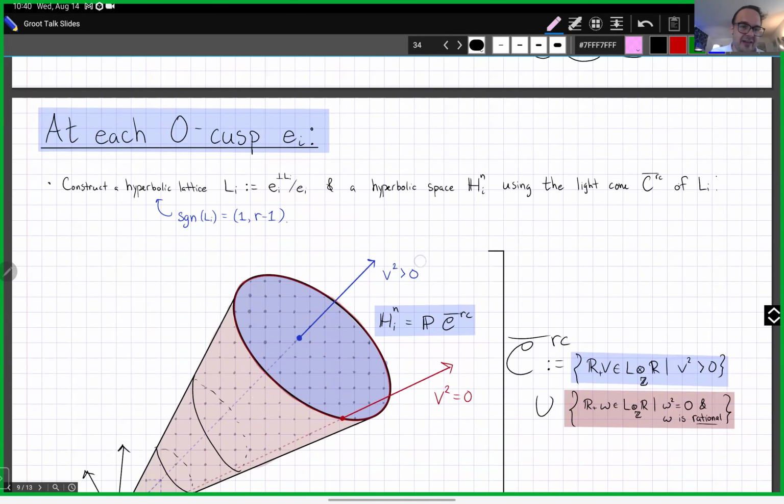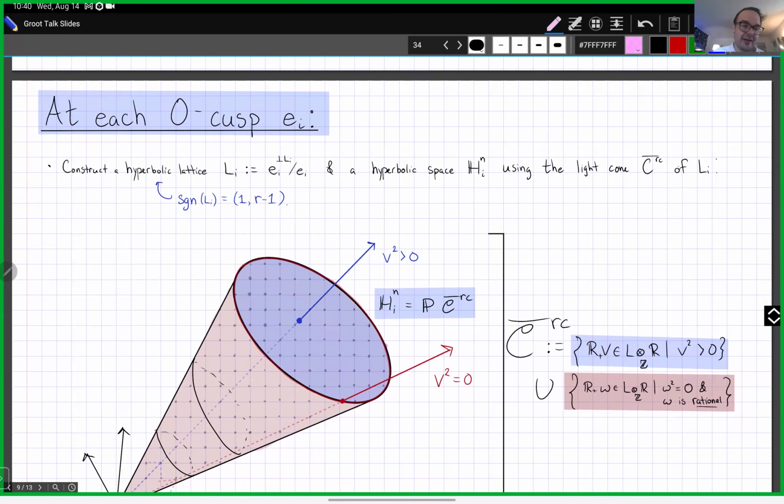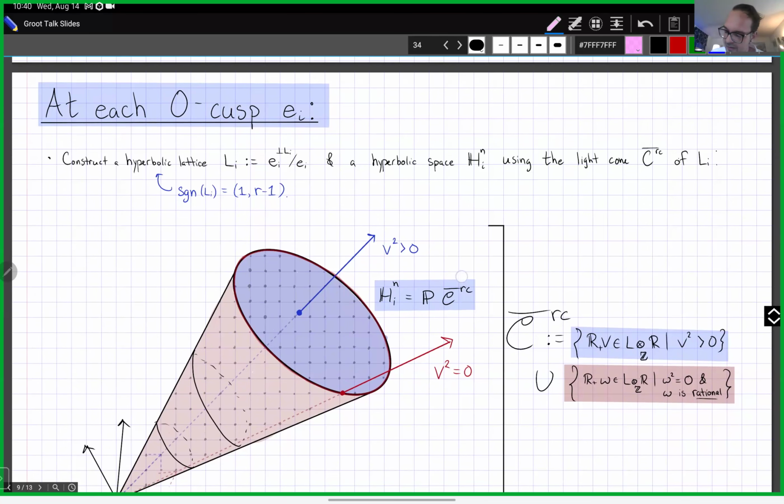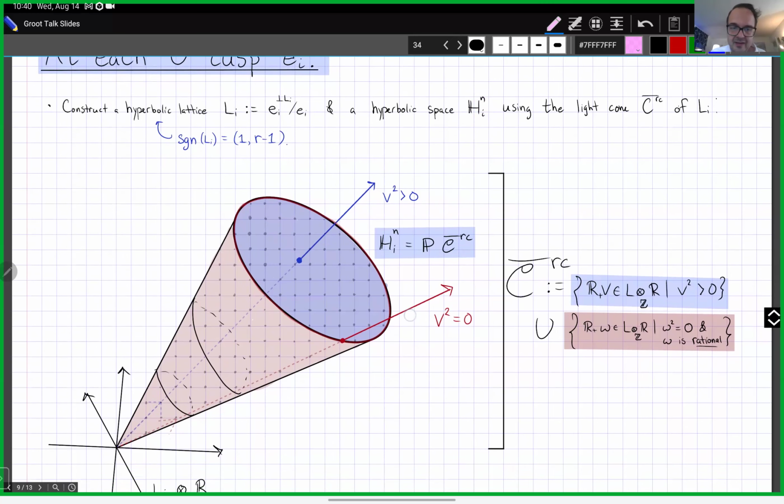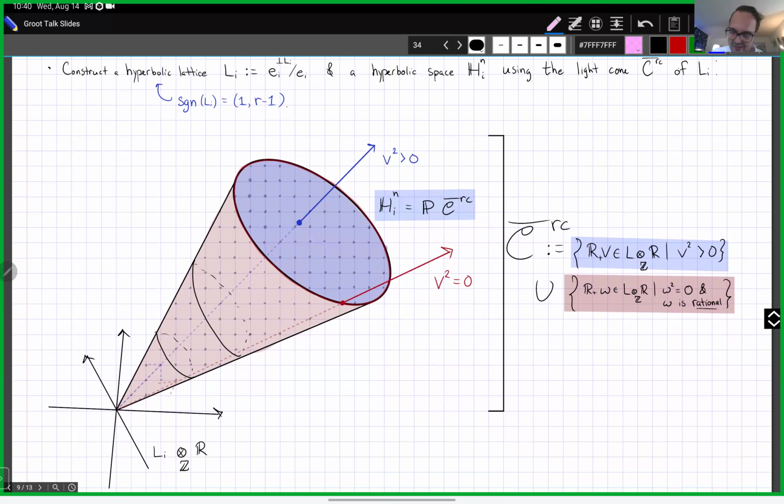So what you do now is you've found all of these zero cusps and one cusp that you have to add on by doing this lattice theoretic analysis. Now for each of these zero cusps that you've found, you should go and construct some hyperbolic lattice, and you'll be able to make a model of hyperbolic n space using this lattice. So here's just my picture of what this sort of looks like.